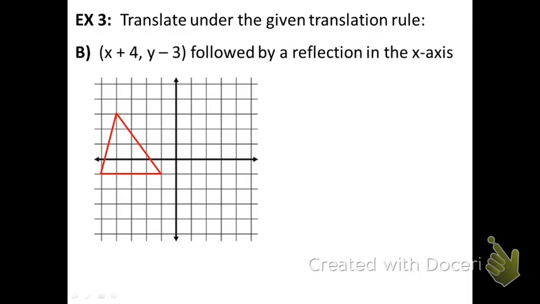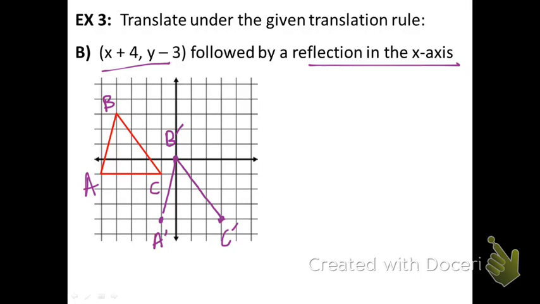Okay, our last one, like I said, it was going to be a composition. The first thing you're going to do is do the translation rule, and then we're going to reflect it into the x-axis. So our translation rule asks us to move each point forward 4 and down 3. So I started with B to get B prime. A should be here, and C forward 4 and down 3 will give us that.